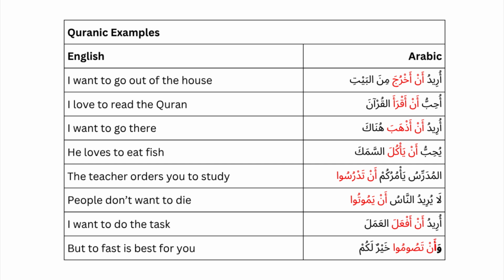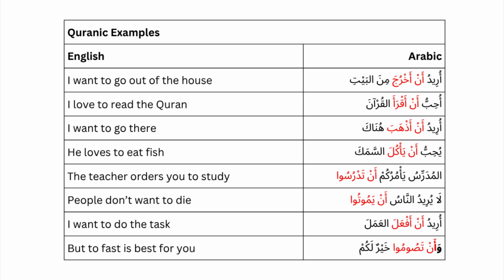Now the third row, I want to go there. Uridu an adhhaba hunaka. Here again, an adhhaba is the Masdar Mu'awwal. It means to go, and it is functioning as the object of the verb I want.